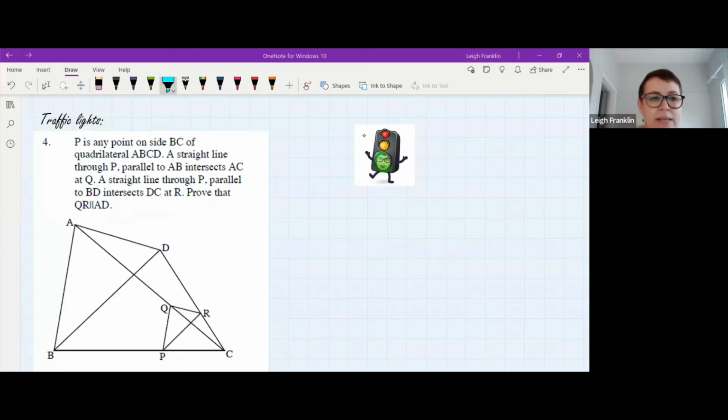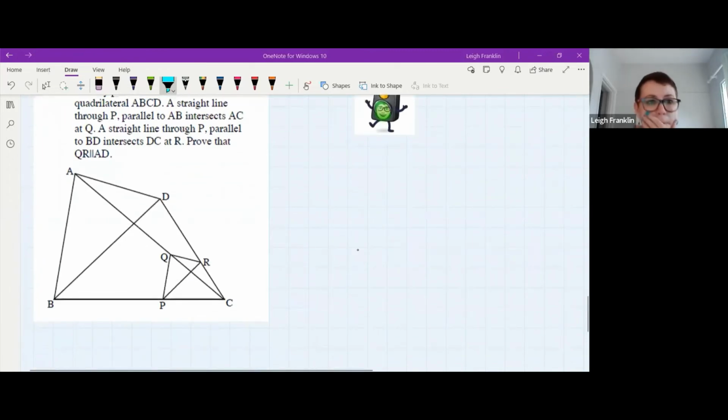Now they're telling us here that P is any point on side BC of quadrilateral ABCD. A straight line through P, parallel to AB, intersects AC at Q. So here is the point P that they are talking about. I'll just highlight it, it's down there at the bottom. And they've told us that the straight line through P parallel to BD intersects DC at R. In other words, it goes across over here and ends up at R over there.